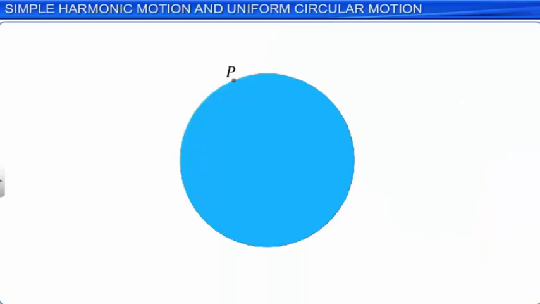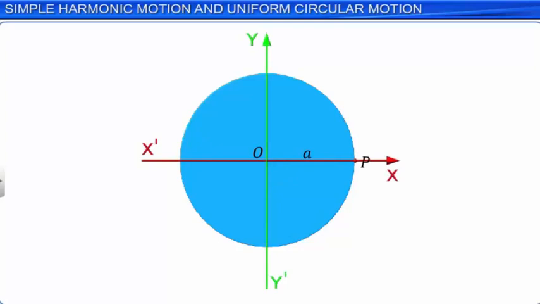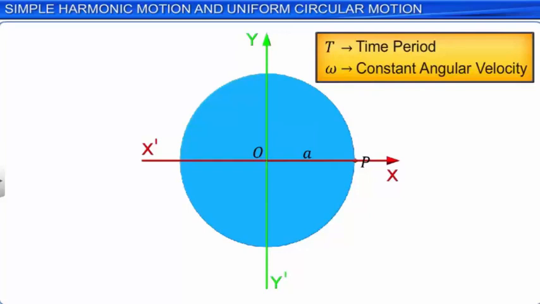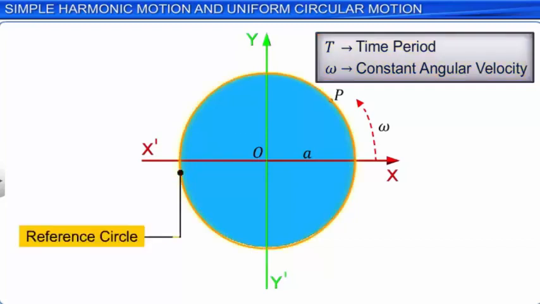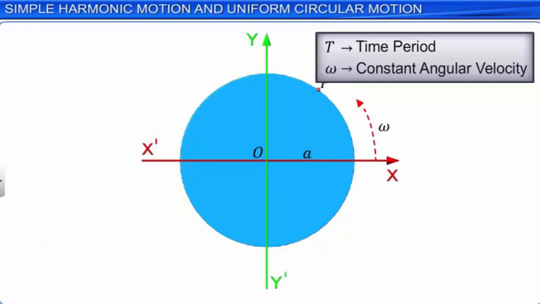Consider a particle P revolving along the circle of radius a with the center of the circle at the origin O of the coordinate axes. This particle is called the reference particle. Let the particle revolve with the time period T and a constant angular velocity omega. This circle is called the reference circle. Since angular velocity is constant, we can say that the particle executes uniform circular motion.